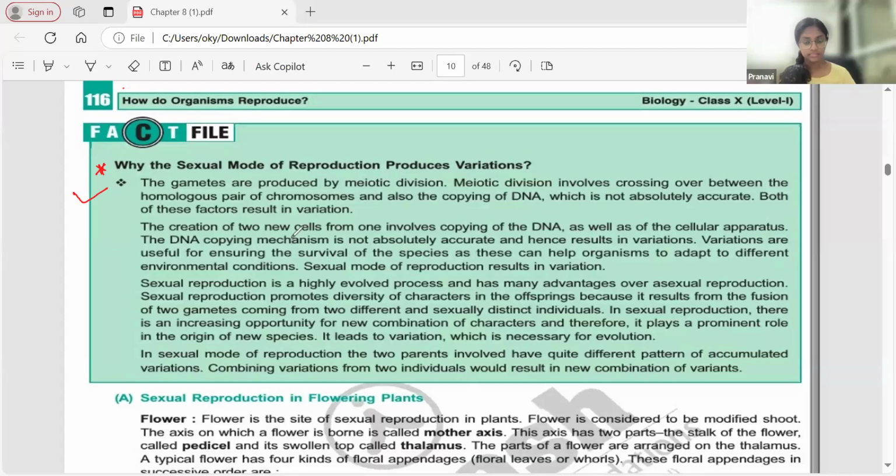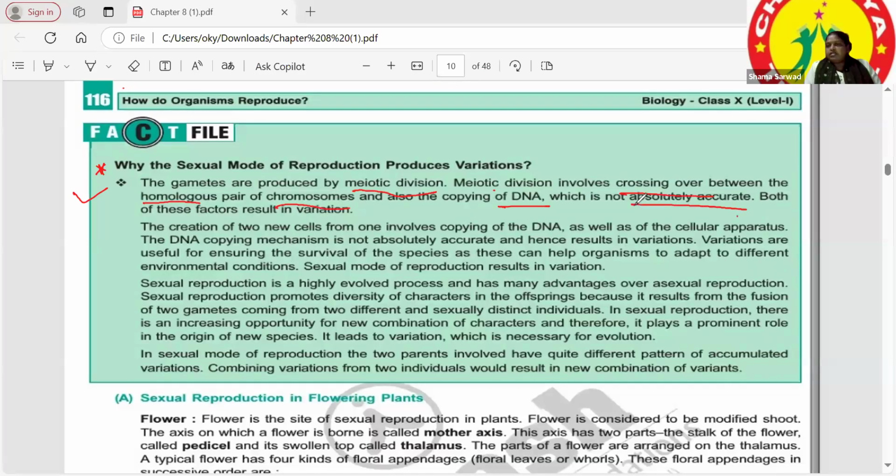The gametes are produced by meiotic division, right? Meiotic division involves crossing over between the homologous pair of chromosomes. Homologous means same. Homo means same. And also the copying of DNA, which is not absolutely accurate. Will it be accurate? No. Both of these factors result in variation. First of all, meiotic division, and second one is what? Not absolutely accurate copying of DNA. Okay? Will lead to the variations.